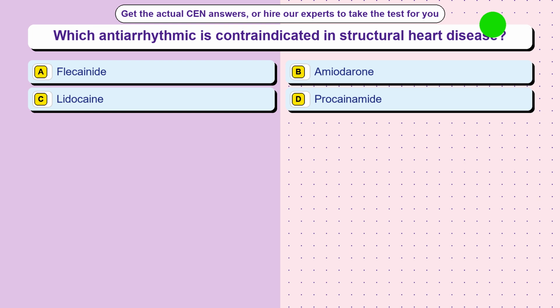Question 96. Which antiarrhythmic is contraindicated in structural heart disease? Option A, flecainide. Option B, amiodarone. Option C, lidocaine. Option D, procainamide.